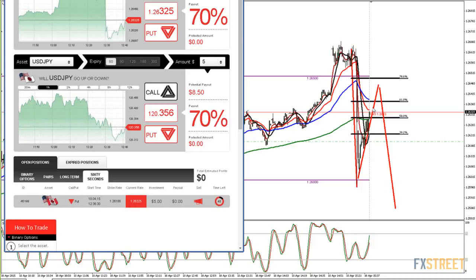Yeah, I kind of like this area a little bit better for scalping. The moving averages kind of represent something. The 618, but whatever.